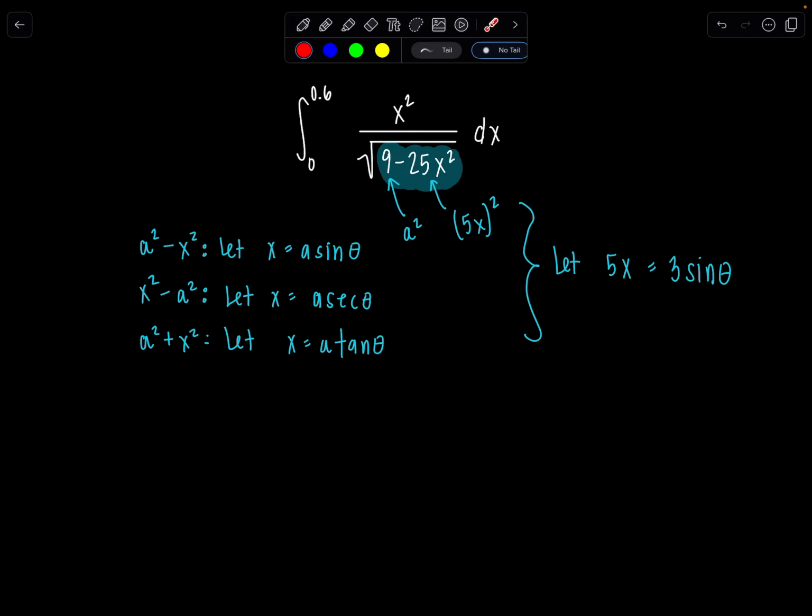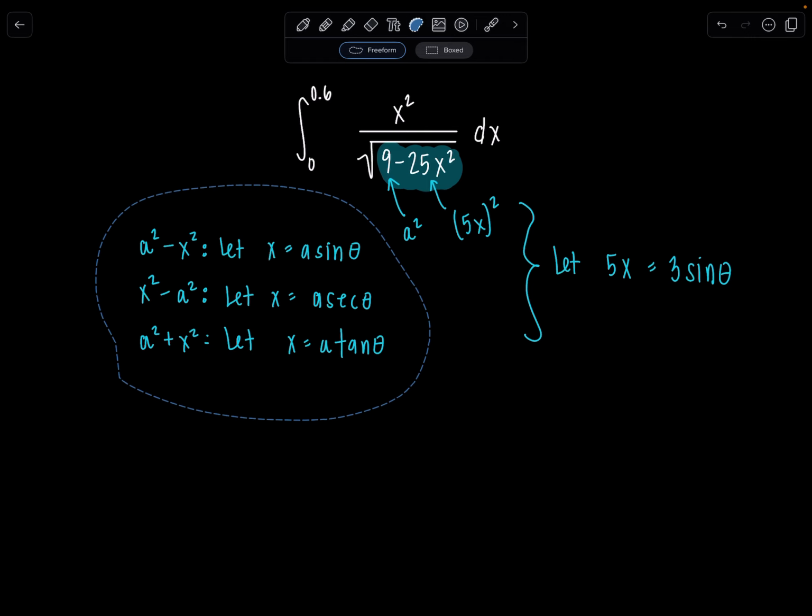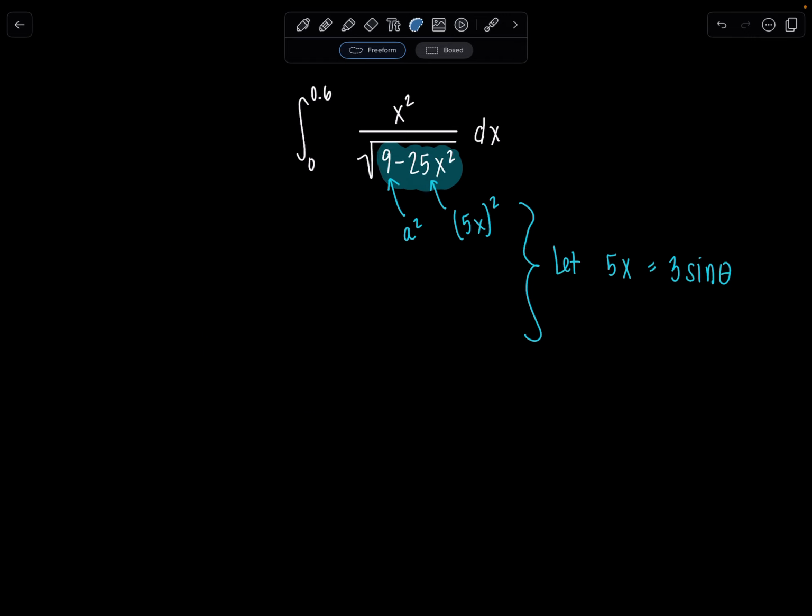Good. So now we have to figure out how to rewrite everything else in the integral in terms of theta. So from here, I'm going to scrap this. You can go watch my trig sub videos for a review. So this means x is equal to 3/5 sine theta. I'm going to take the derivative of both sides. So dx equals 3/5 cosine theta d theta. So that's set. And then I do need to change my limits of integration.